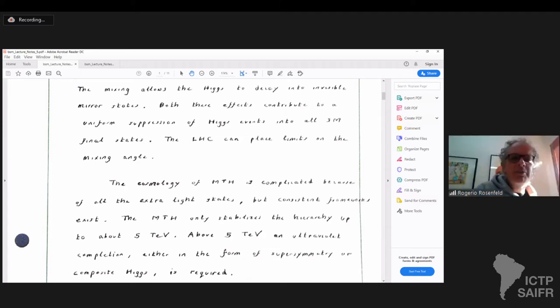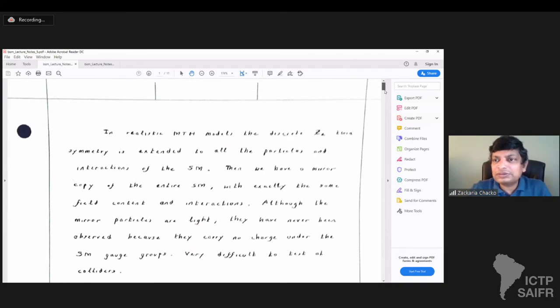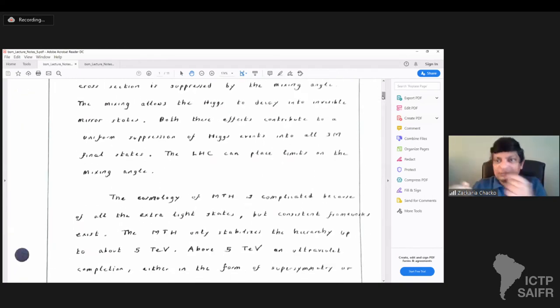Can you say a few words about the calculability of the Higgs mass? The Higgs mass is calculable up to log divergences. So it's logarithmically divergent. The quadratic divergences are removed. It becomes log divergent, and so it's calculable up to log divergent contributions.